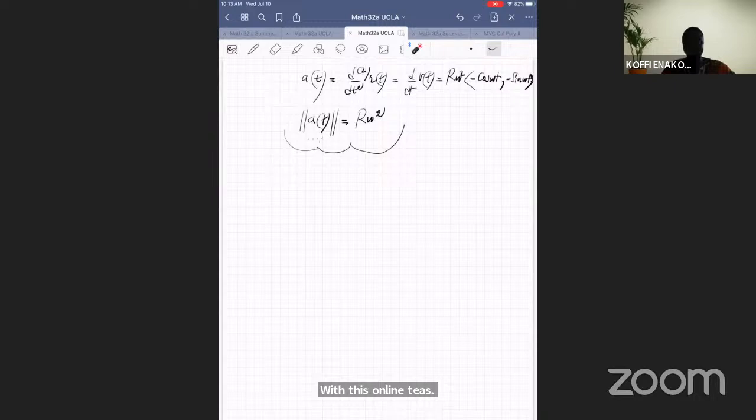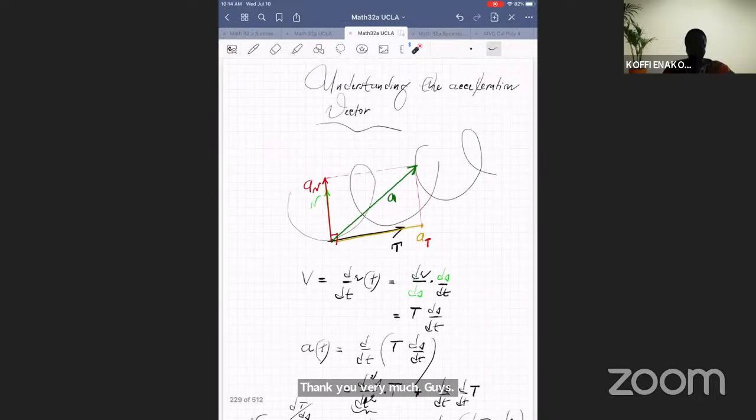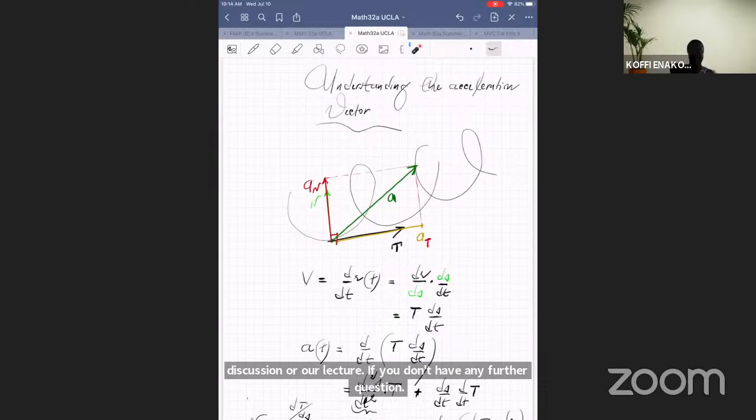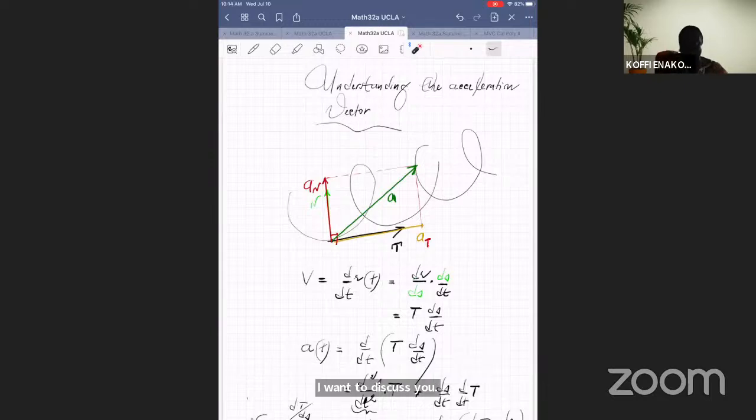So let's continue our discussion or our lecture. If you don't have any further questions, I want to discuss with you another interesting topic about this motion in 3D. That will be how I decompose the acceleration vector in the TNB triad, in the TNB frame.